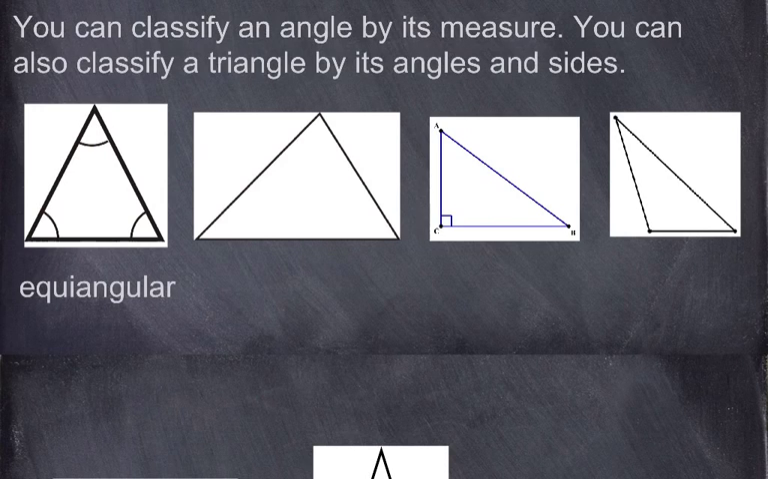Now this next one, there are no markings, so we cannot assume that any of these are congruent to each other. But we do know that this one right here is acute, less than 90. This one is also less than 90. And this one is also less than 90. So if all three angles are less than 90 degrees, we call it an acute triangle. Again, all three angles have to be less than 90 for it to be an acute triangle.